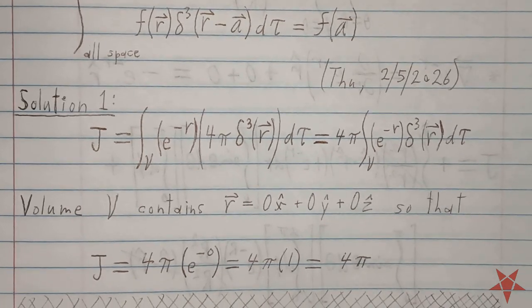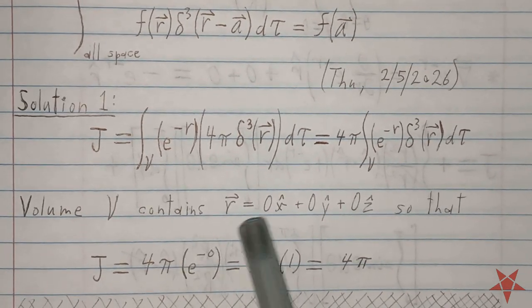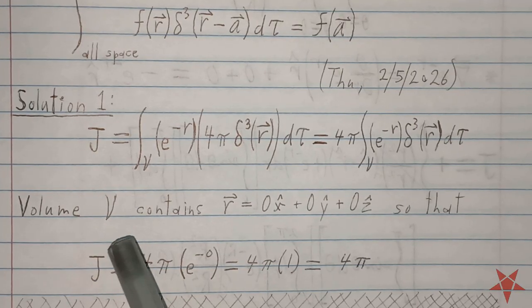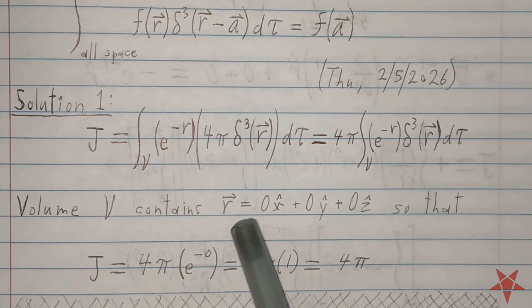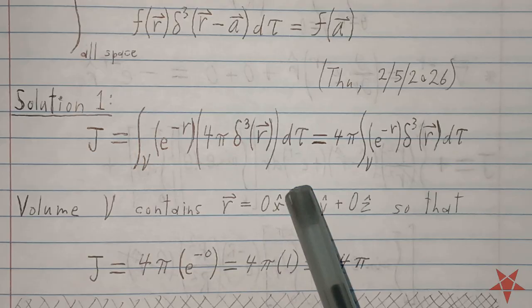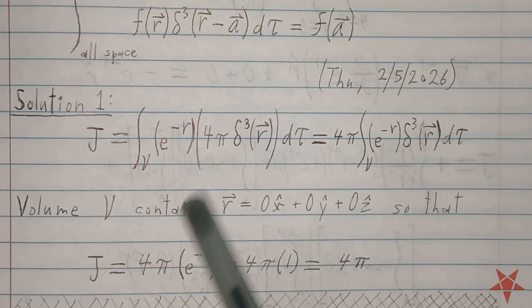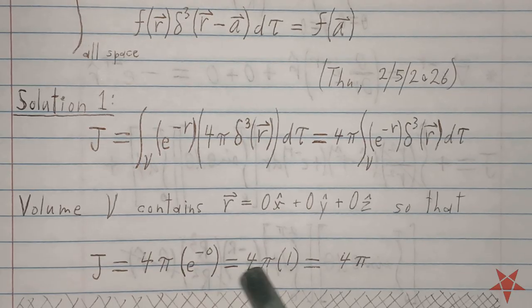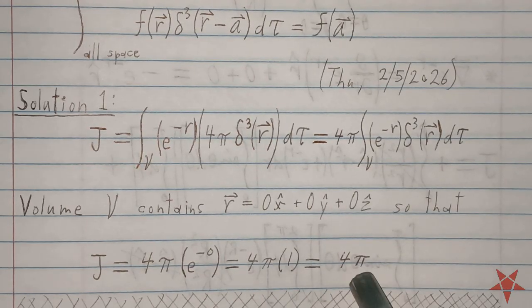Focusing on solution 1 here. V, of course, as said, the volume of the sphere of radius capital R contains the center, so that we end up getting a value for e to the negative 0. Multiply that times 4 pi, and we get 4 pi. Easy peasy.